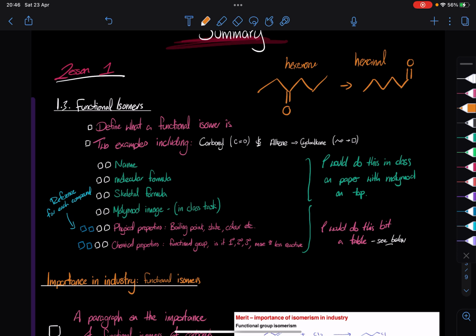They're functionally different. An aldehyde and a ketone are functionally different. However, their molecular formula, the amount of carbons, hydrogens, and oxygens they have are the exact same. So that's why they're different there.